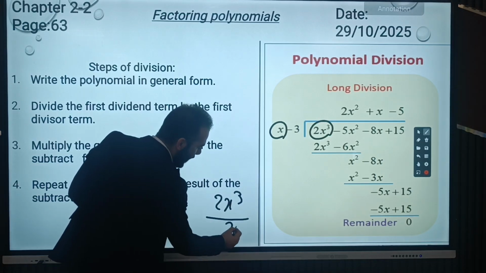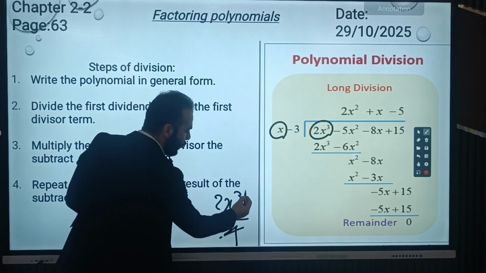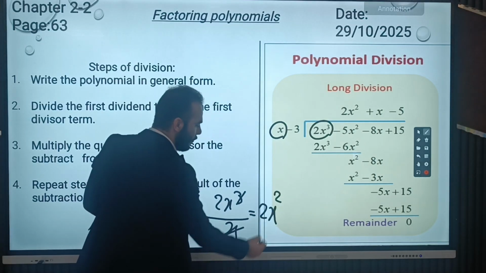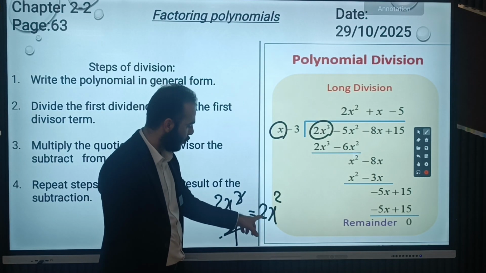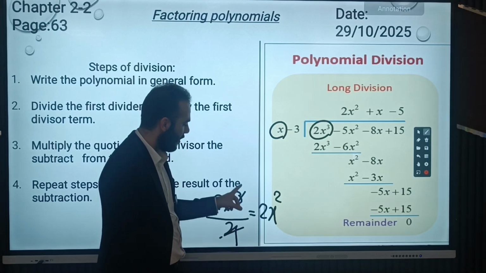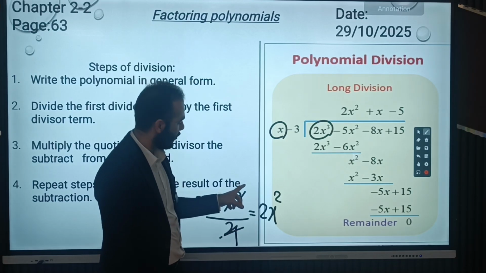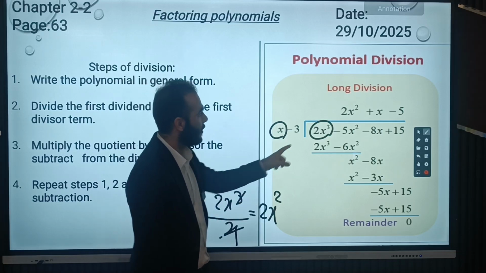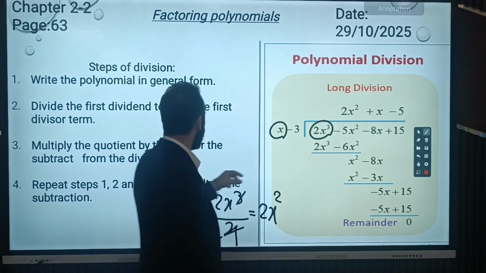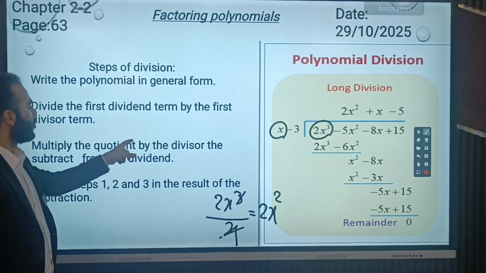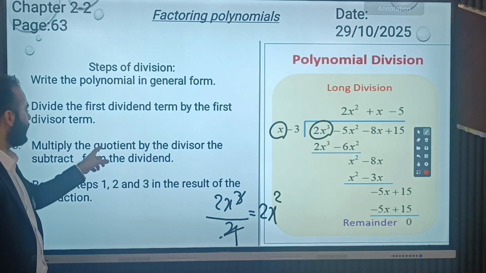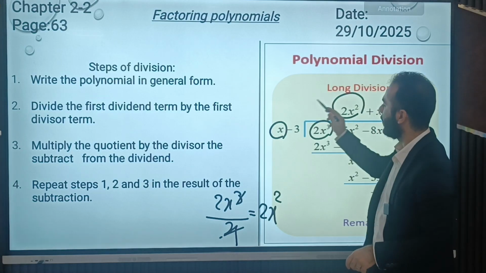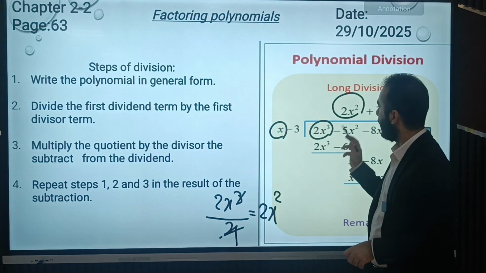2x3 divided by x. That x will cancel 1x from here. So what will remain? 2x2. Or you can see 2 divided by 1, 2. x3 divided by x1. In division, we will subtract the exponent. So 3 minus 1, 2. Perfect. So as you can see, 2x2. Then it says multiply the quotient by the divisor to subtract from the dividend.